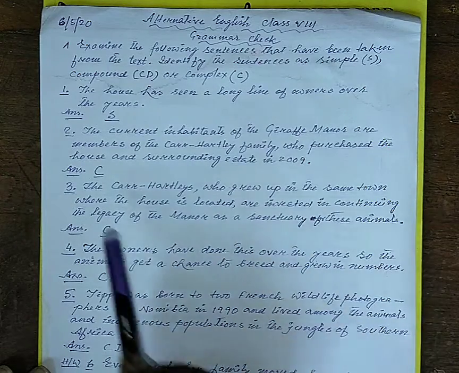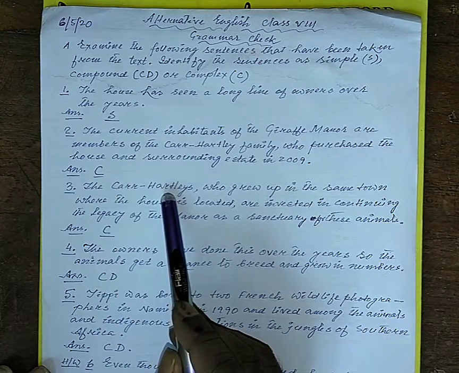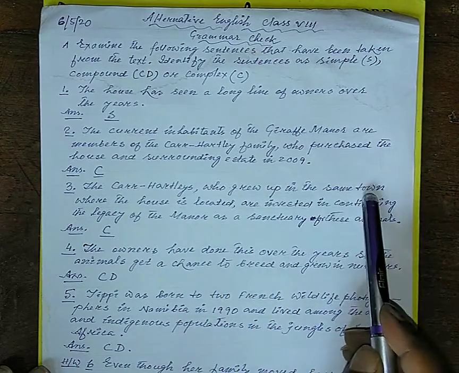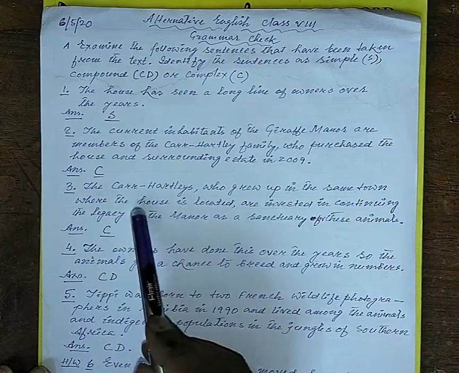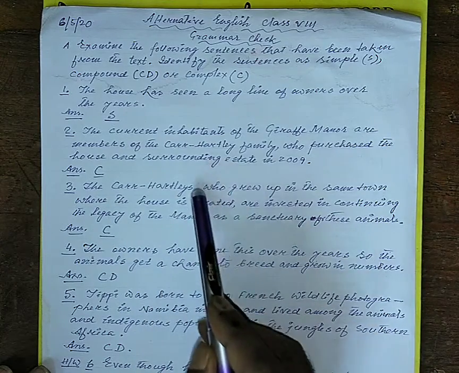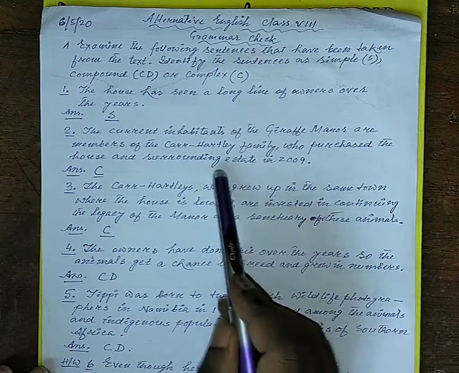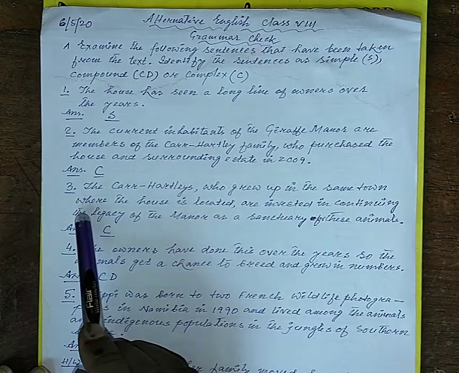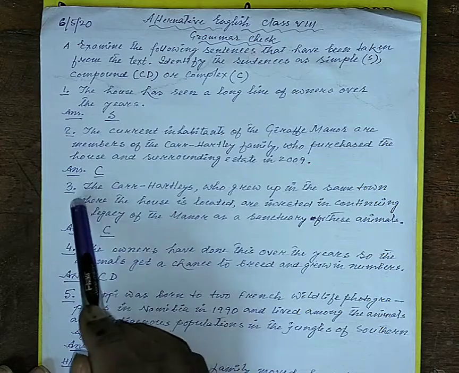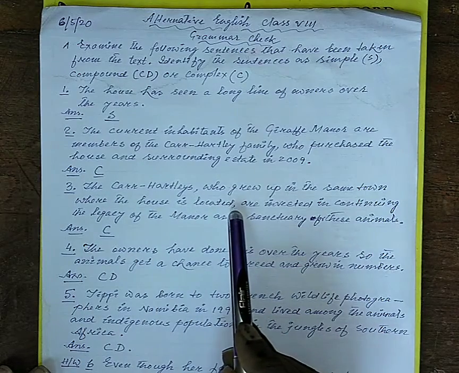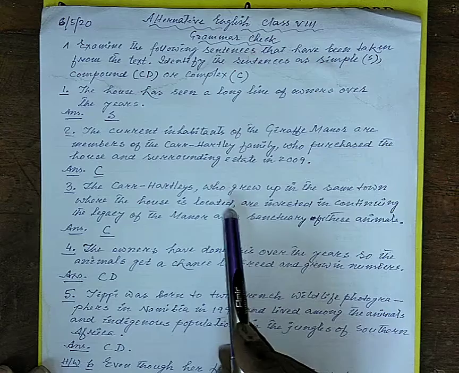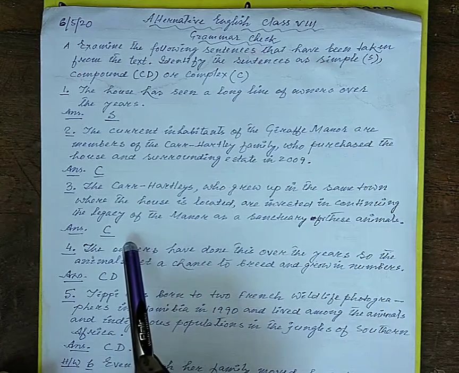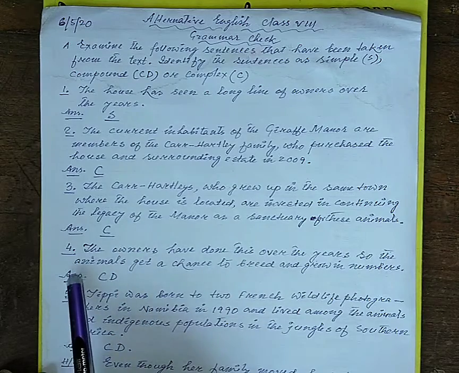Reading it out once again, the Carr-Hartleys who grew up in the same town, where the house is located. Here one dependent clause starts with who grew up in the same town. Another dependent clause is where the house is located. So this dependent plus independent makes it what? Complex. So the answer is C, for complex.